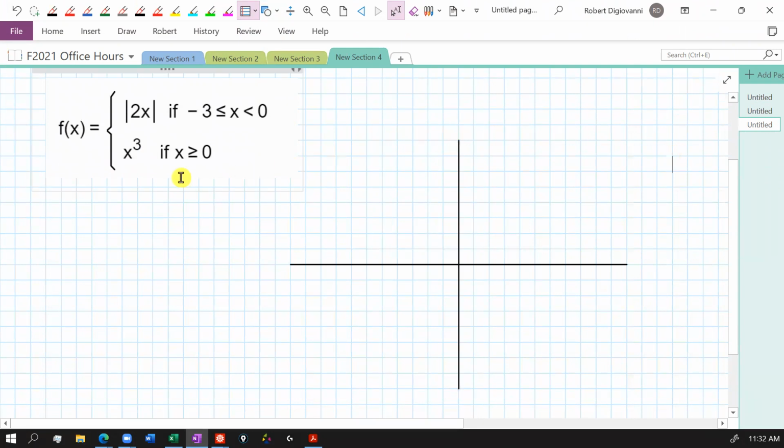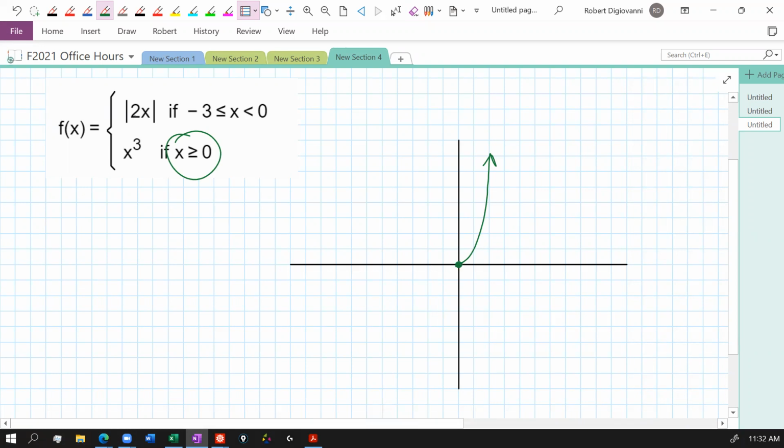Okay, so let's start with the x cubed, because I think that's the easier one. X cubed looks like this. But we only want the right side because of the greater than or equal to 0. So I'll get rid of the left side, and I do want to include that point there.